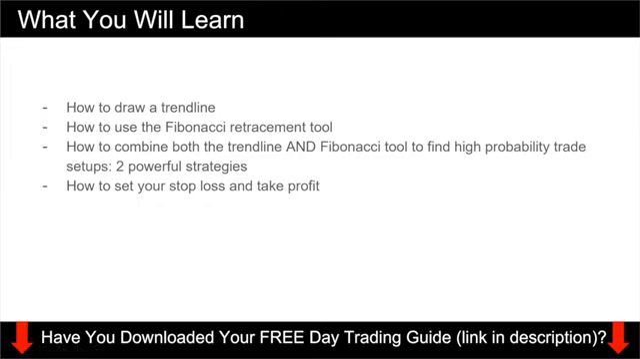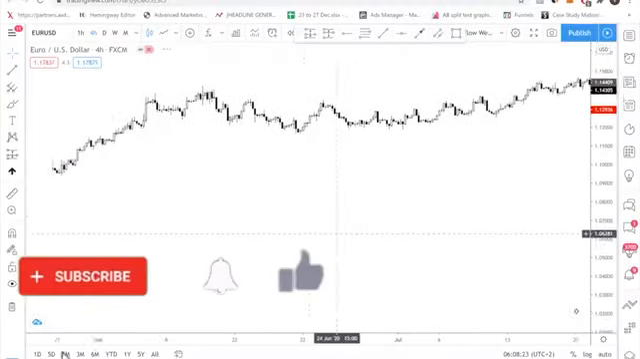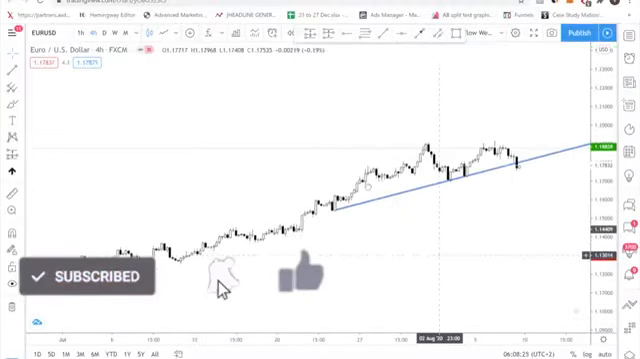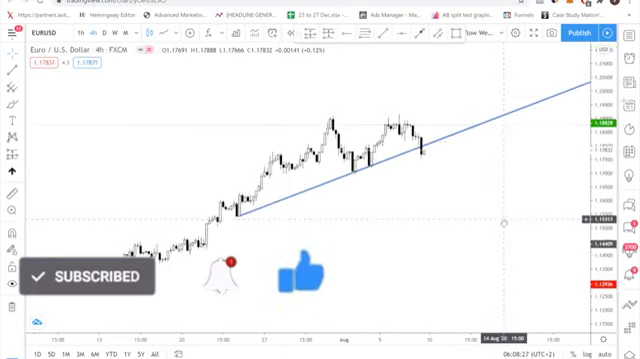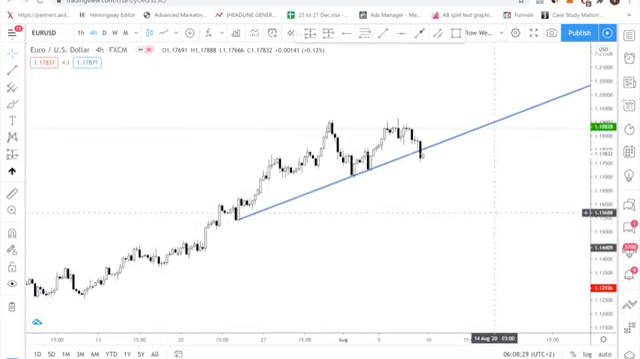So let's get into the charts. I want to show you how to draw a trend line first. Over here, I have the charts. This is the platform that I use. It's a very good web-based platform called TradingView. Just in case you do not know, it's a free trading platform that you can check out.